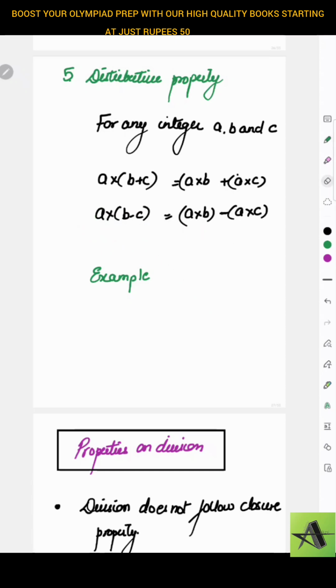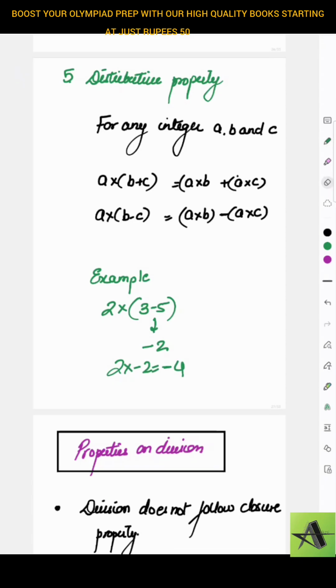Let me take one example. Let's say this is 2 times (3 minus 5). There are two ways by which I can solve it. Let me solve the bracket first, which will give me negative 2. So 2 times negative 2 will give me negative 4. Or we can use the distributive property, that is 2 times 3 will give me 6. So I'm doing here 2 times 3 and then 2 times negative 5. Either I can directly write 2 times negative 5 or like this, negative 2 times 5.